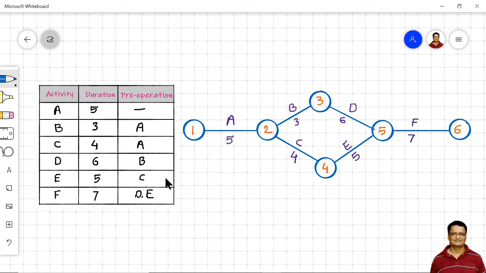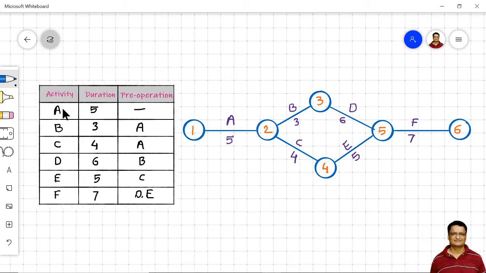So this is the information given about one project. There are 6 activities, the duration of each activity is given, and the precedence is given. Now what is meant by precedence? That activity B will start when activity A is completed, or this activity D can only start when activity B is completed. As you can see, activity A does not have any precedence, so that will be the starting activity. Each network diagram consists of events and activities.